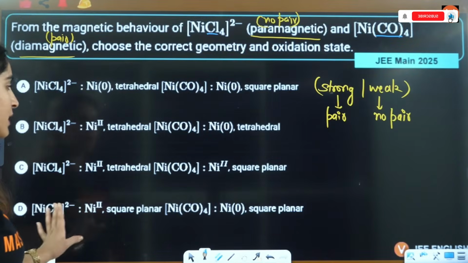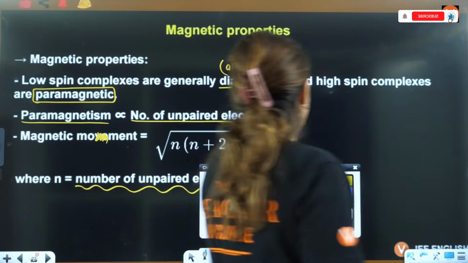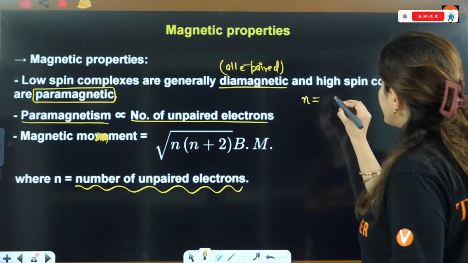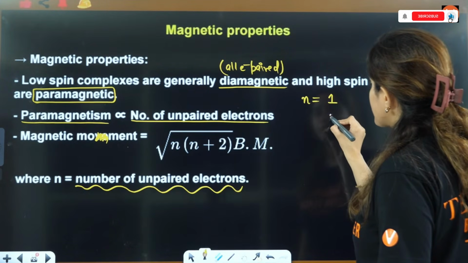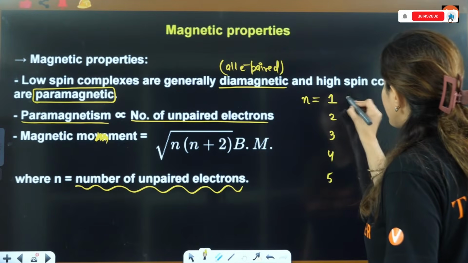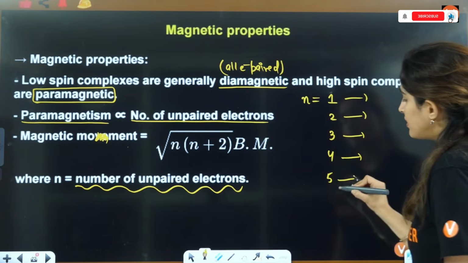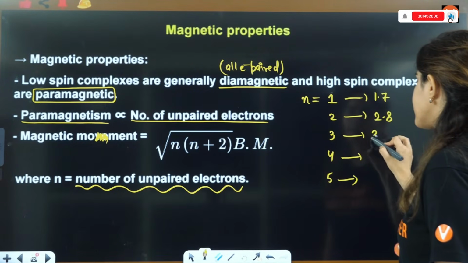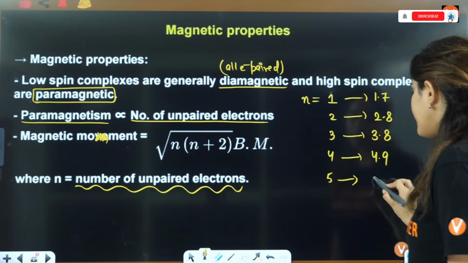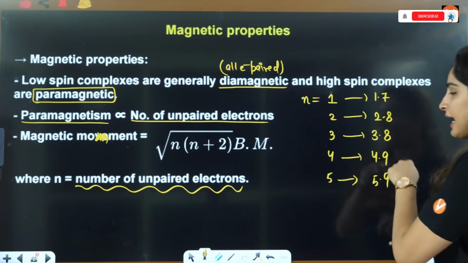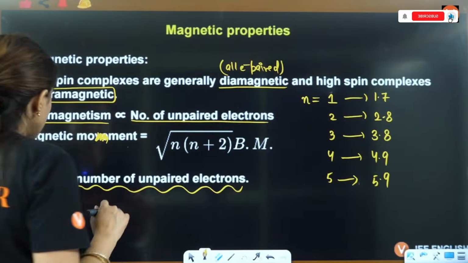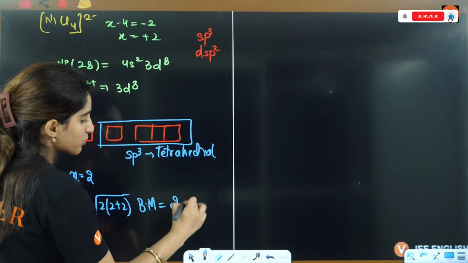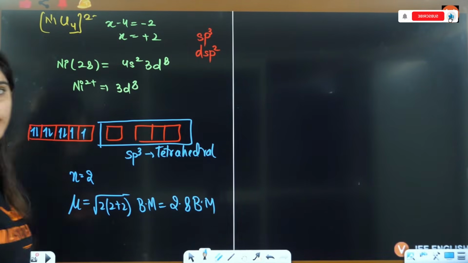And always remember, I am giving you a simple trick for the magnetic moment. If the number of unpaired electrons is 1, 2, 3, 4 or 5, then you don't even need to calculate. Just put 1.7, 2.8, 3.8, 4.9, 5.9, just put these values and you will get your answer. So they can also ask you the magnetic moment here, that is going to be 2.8 Bohr magneton here, right?